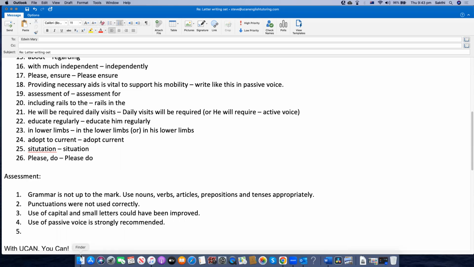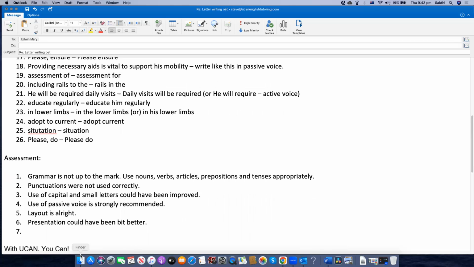Okay, so what else have you committed? The use of prepositions, yeah, we have covered everything. Layout is all right. I'm quite happy with the layout. Layout is okay. It's absolutely fine. Presentation could have been a bit better. Yeah, your handwriting is all right. Handwriting is not an assessment criterion, but handwriting is okay. Because it's clear, at least I can read some of the words.